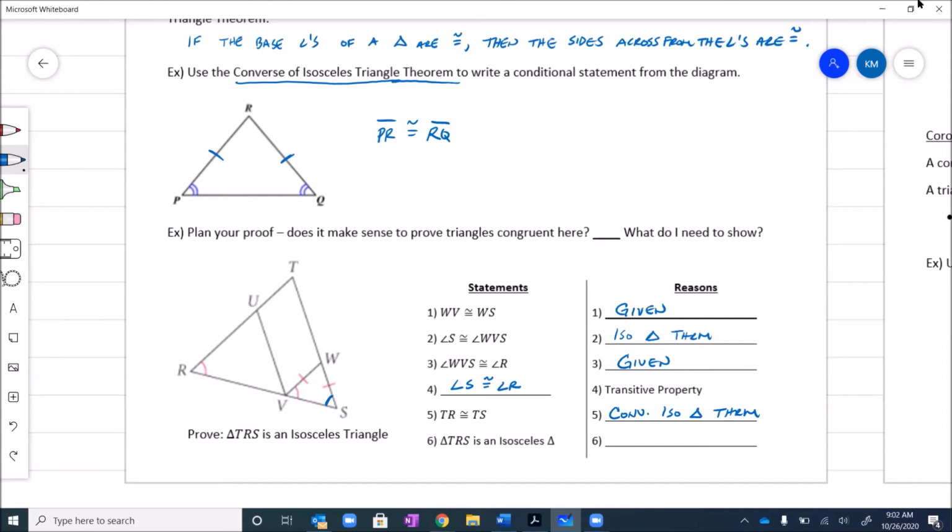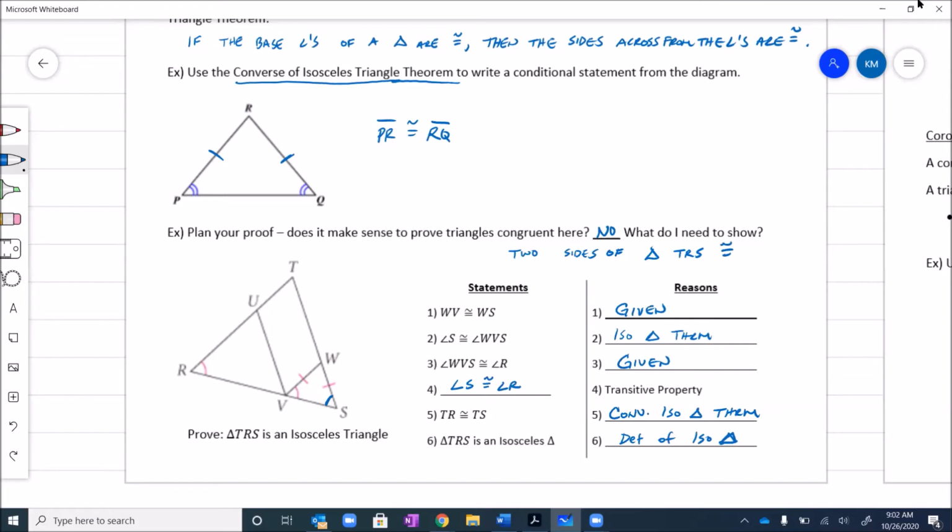Okay, and so now we can say that triangle TRS is an isosceles triangle, and that's the definition of an isosceles triangle. Okay, we've shown that we have a triangle with two congruent sides. So it's an isosceles triangle. Okay, so as we look, were we trying to prove that two triangles were congruent? No. What did we need to show? We needed to show that two sides of the triangle TRS were congruent.